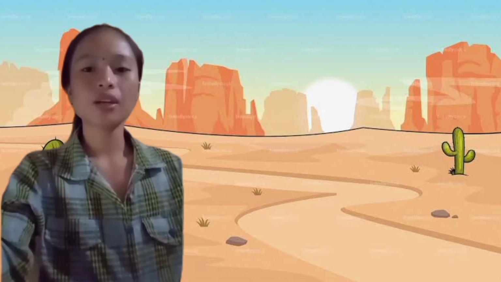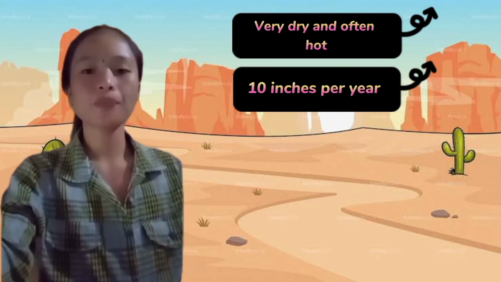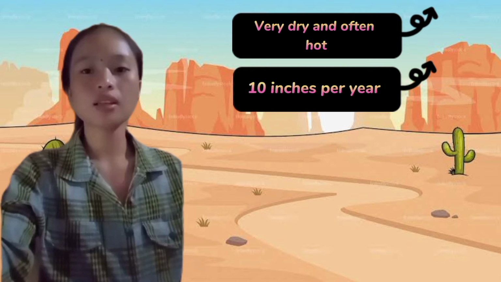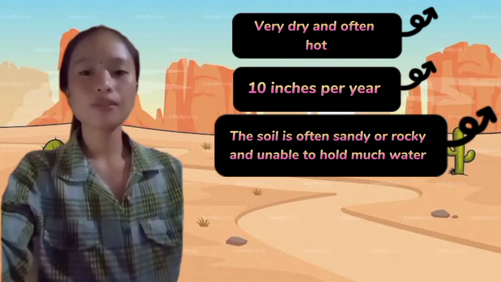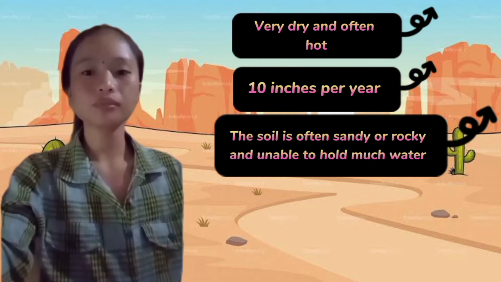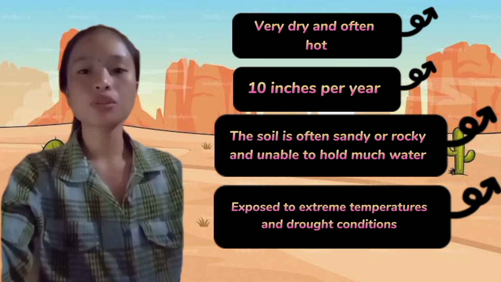The desert is very dry and often hot. Annual rainfall averages less than 10 inches per year, and that rain often comes all at the same time. The rest of the year is very dry. There is a lot of direct sunlight shining on plants. The soil is often sandy and rocky and unable to hold much water. Winds are often strong and dry out plants, which are exposed to extreme temperature and drought conditions.